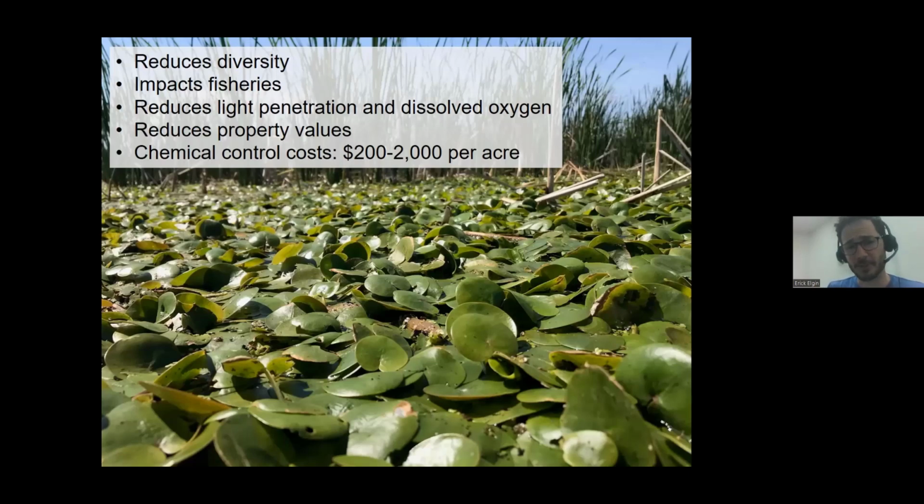They have impacts on fisheries because they grow so dense. There can be impacts to the feeding behavior of fish. They reduce light penetration, they can impact dissolved oxygen, and they can reduce property values. If your lake is invaded by Eurasian water milfoil, that can impact the value of your property. And if you are actively managing these populations, it can be quite expensive to control or attempt to control, from $200 to $2,000 an acre spent on chemical control.